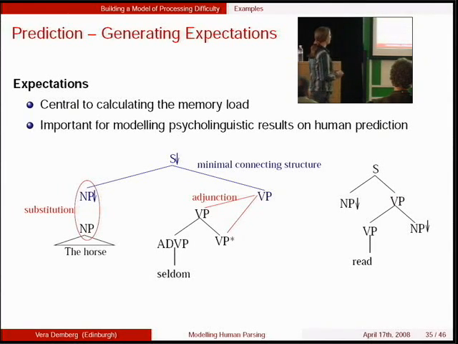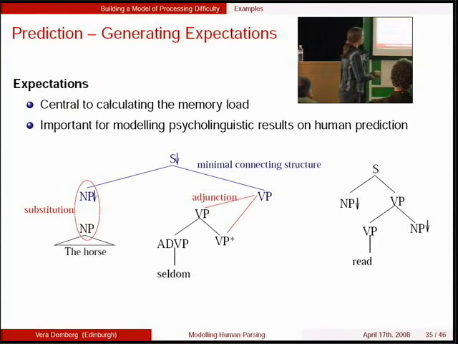So in order to make this fully incremental, we need to also have those connecting structures. And at this point, we would be predicting that there has to be a verb phrase later, once we've seen this, even though we haven't seen the verb yet. Another way of generating predictions is through the lexicon entries, because this verb here knows that it's going to need two noun phrases in order to build a sentence.